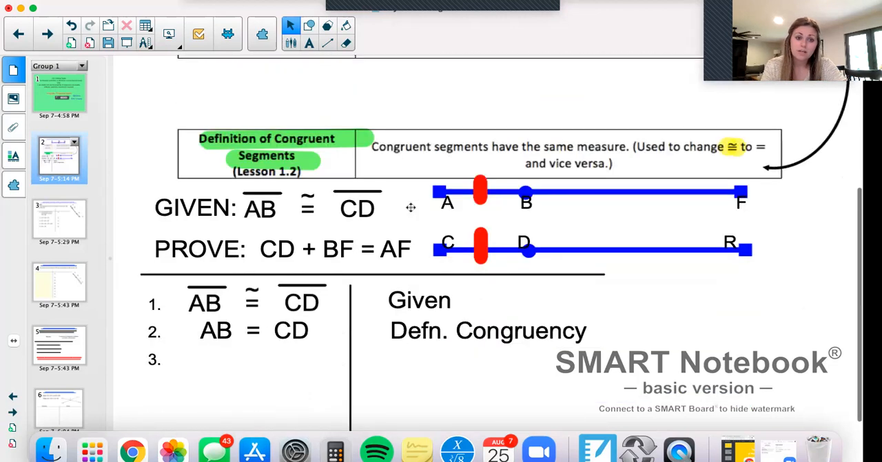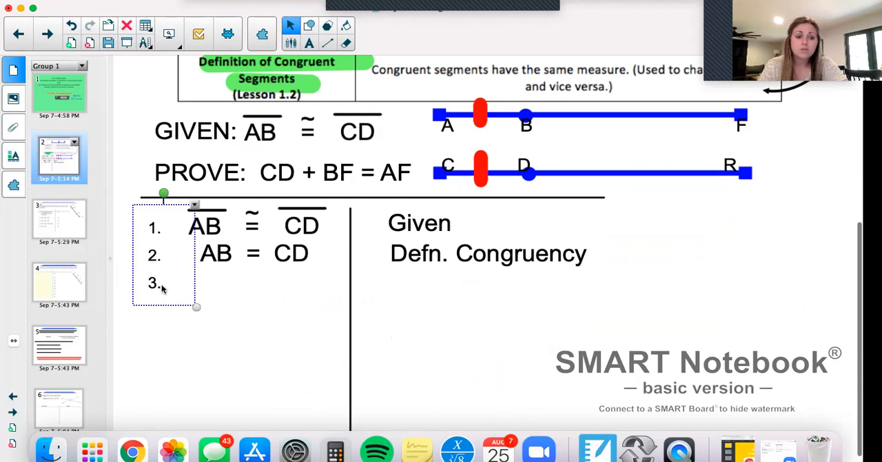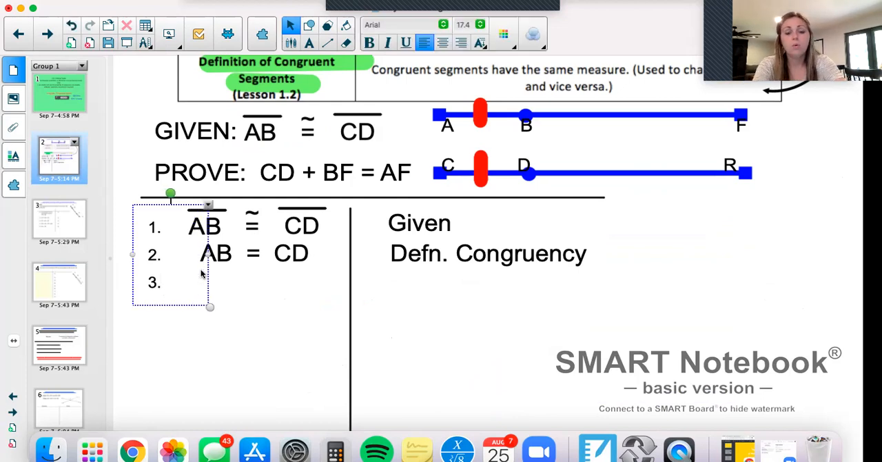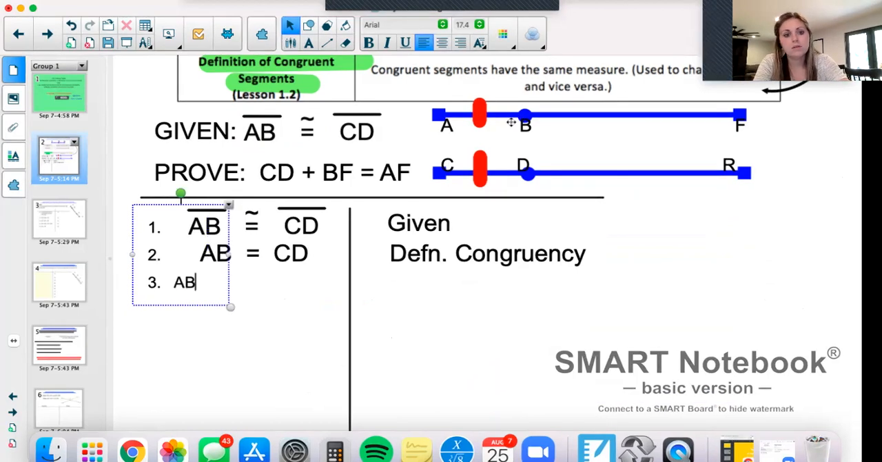So let's go back to our diagram. What measures of segments can we add? Well, the first one I see that I can add is this one, the measure of AB. So the measure of segment AB plus the measure of segment BF equals the measure of segment AF. How do I know that? The segment addition postulate.